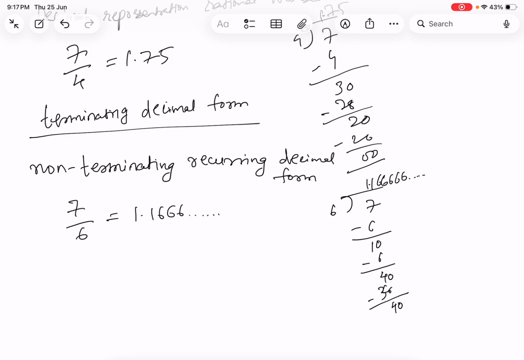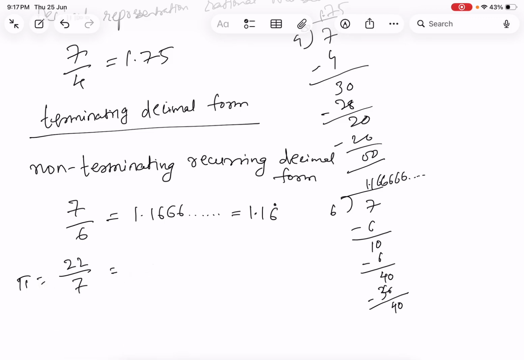So how do you write this? You cannot keep on writing 66666. Instead you can write 1.16 with a small dot above the 6, which says that this 6 is recurring. So 1.16 recurring.